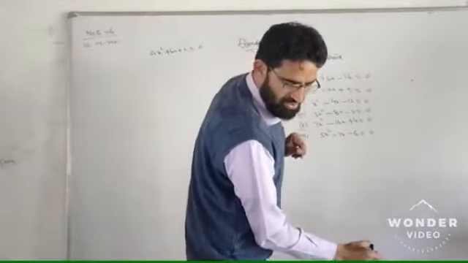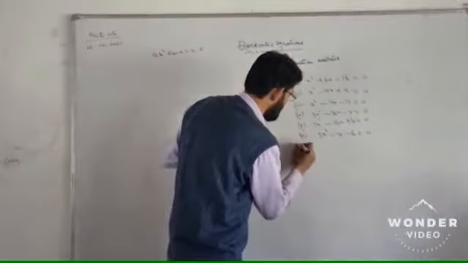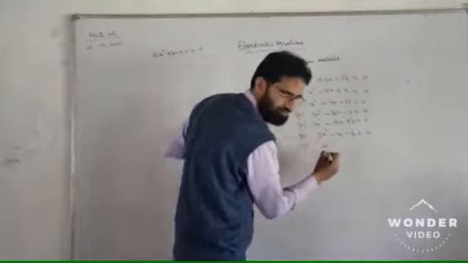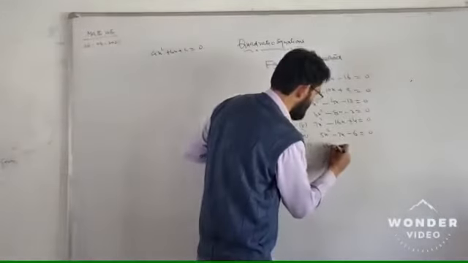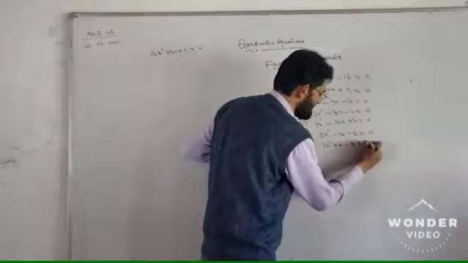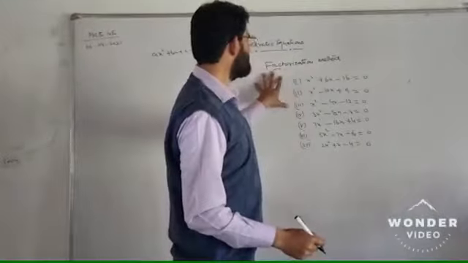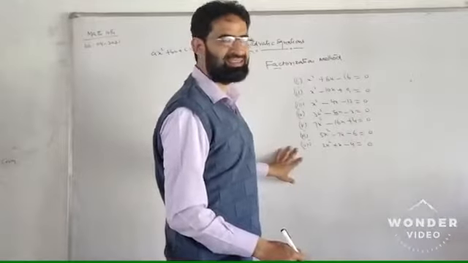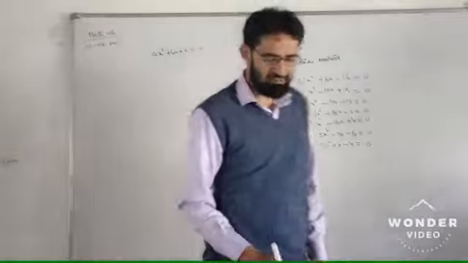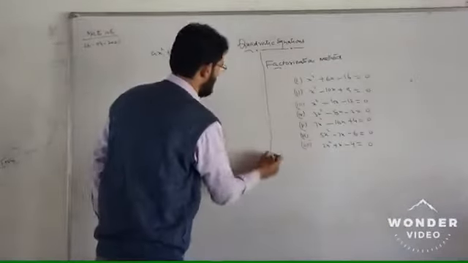There is another part, the seventh part, which is 2x square plus x minus 4 is equal to 0. So you shall apply this factorization method. You will try all these questions at your home. It's very simple. Now the second method, a very important method, is the completing square method.